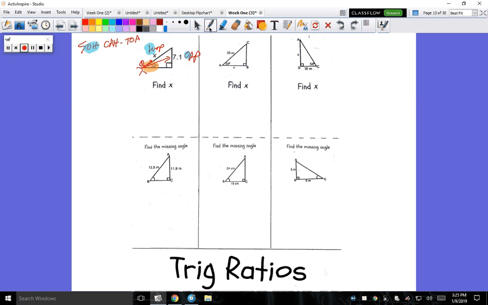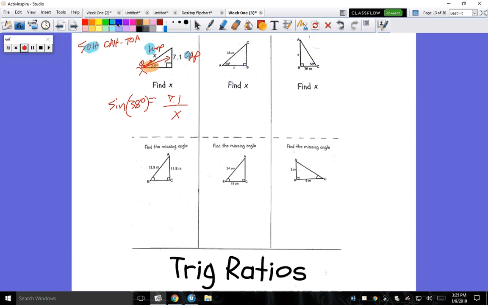Okay? So we're going to get ready with the calculator. We're going to use the calculator here in just a bit. We're going to say the sine of 38 degrees is equal to 7.1 opposite over x hypotenuse. Some of you probably saw this in the video and you could recognize it. You might want to watch the video again if you need to.